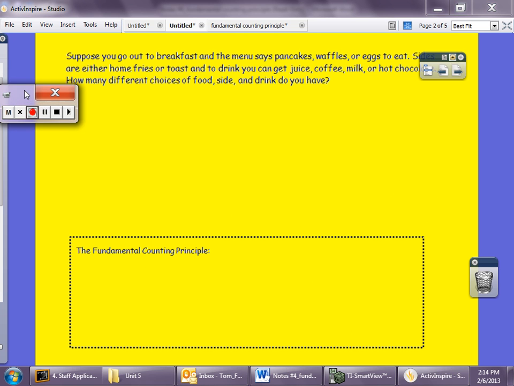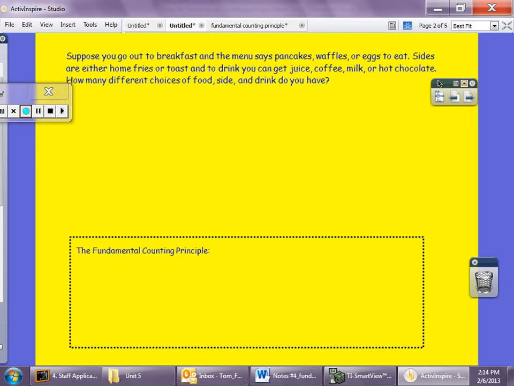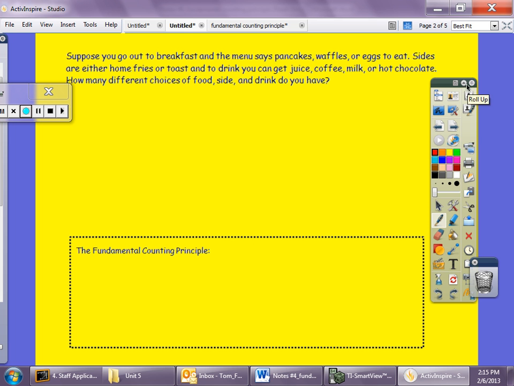Example 2 says, suppose you go out to breakfast and the menu says you can have pancakes, waffles, or eggs to eat. Sides are either home fries or toast, and to drink you can get juice, coffee, milk, or hot chocolate. How many different choices of food, side, and drink do you have? Well, the menu has, to eat, pancakes, waffles, or eggs. So I have my pancakes, I have my waffles, and I have my eggs.